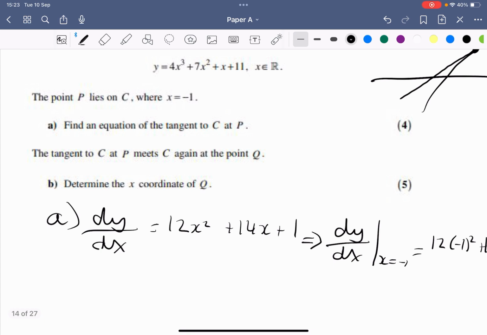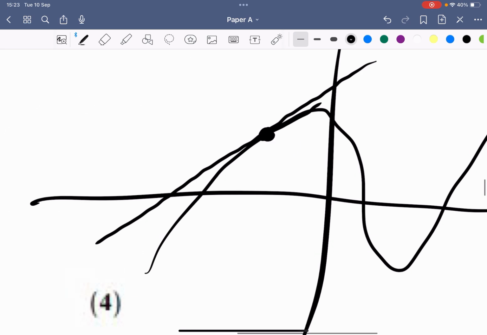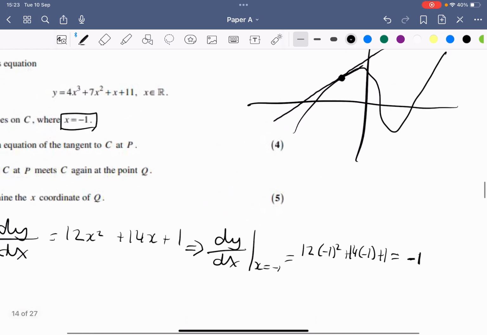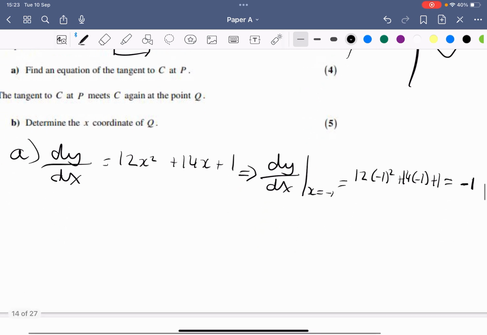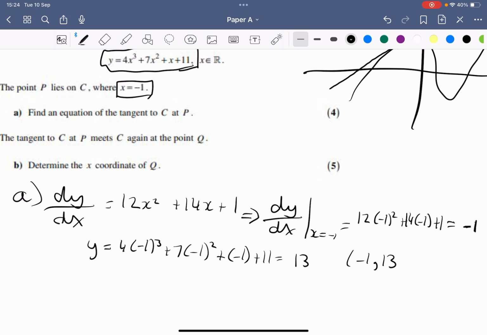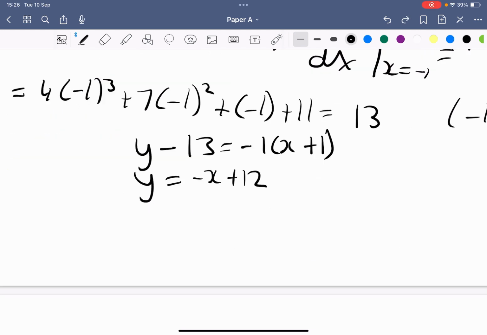Now we're told one point is x equals minus 1, right? And that's where this point is. And we have the equation of the curve, which also goes through that point. So we can just sub in x equals -1 into that equation, and we get -1 13, and we can sub that in to get our equation of the straight line, so that we get, alright, and now I'm going to rearrange this to get, okay, so our equation of the tangent is y equals -x plus 12.